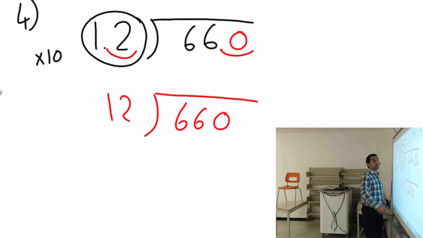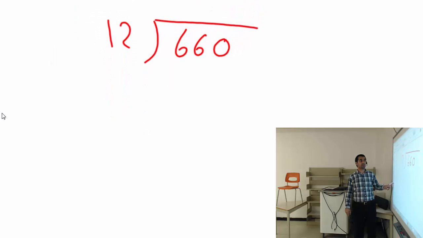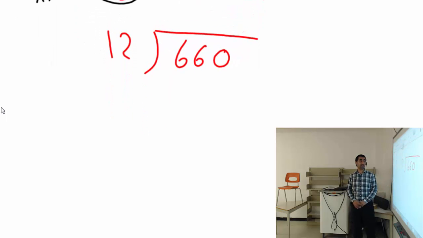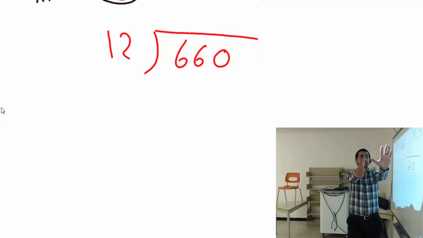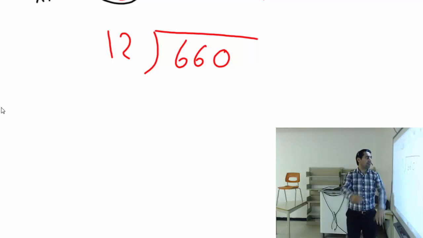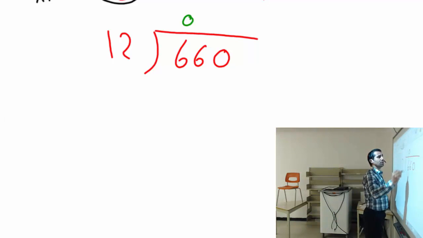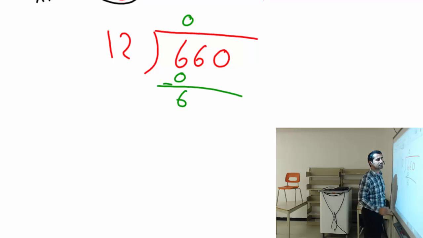Now I'm going to forget about the main question, and I'm going to do this. So brand new question, 12 in 6. How many 12s do I see? I see no 12 there. So let's write that down. 0. 0 times 12 is 0. Subtract, you will get 6. Let's bring down the other 6.